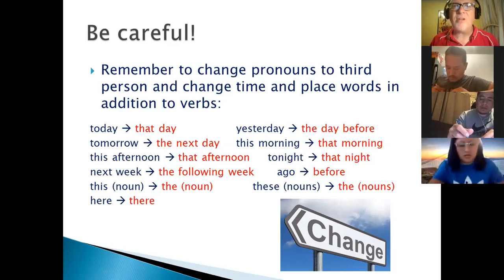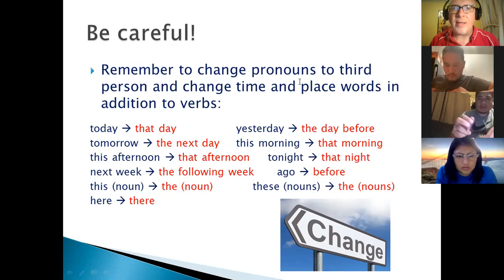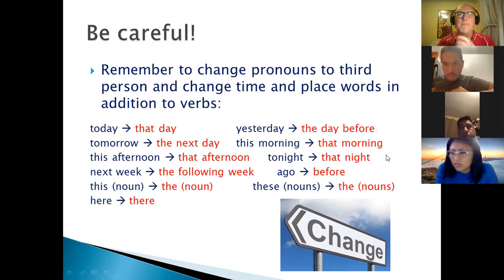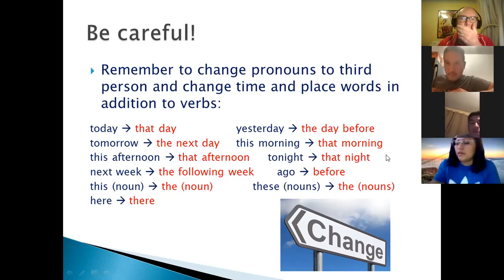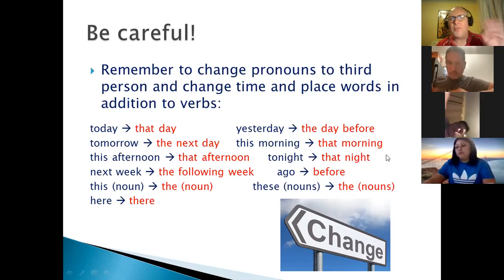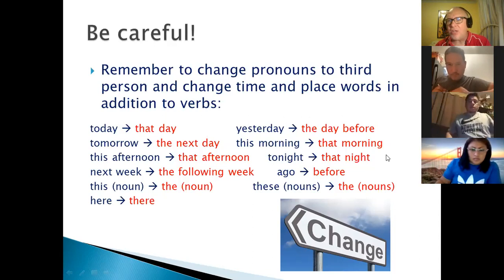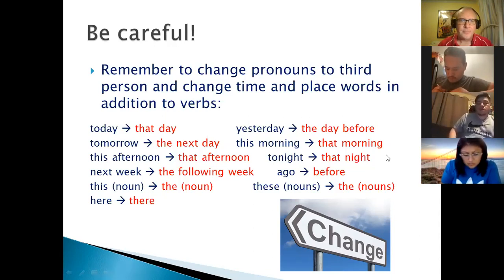And I'll give you a few minutes to write those down if you want to. Turn on your microphones. You can let me know. You need a little more time to write? So the blue is what the person actually said. The red is what we change it to when we're reporting. The red is what we say when we're reporting the comment.